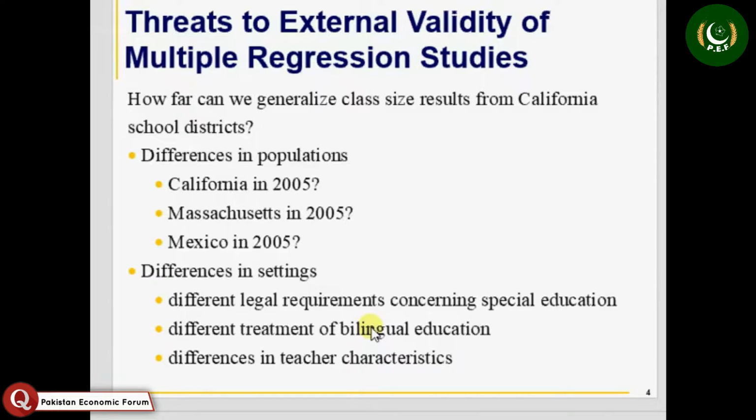But internal validity also has issues. Why is external validity an issue? Because there are different institutional settings, different rules, and different factors which play a role. So we must be careful whether those results can be applied to some other population as well.